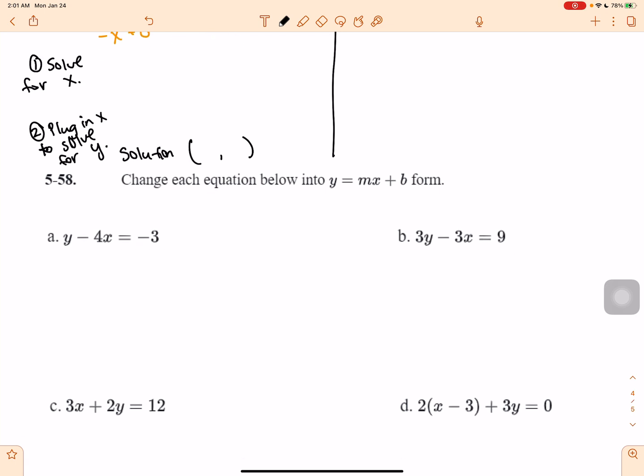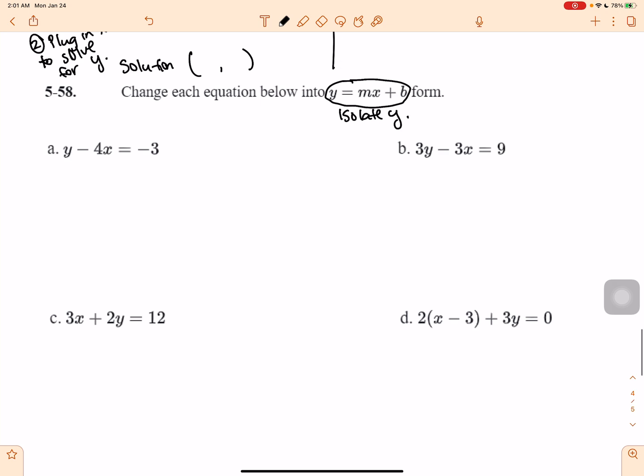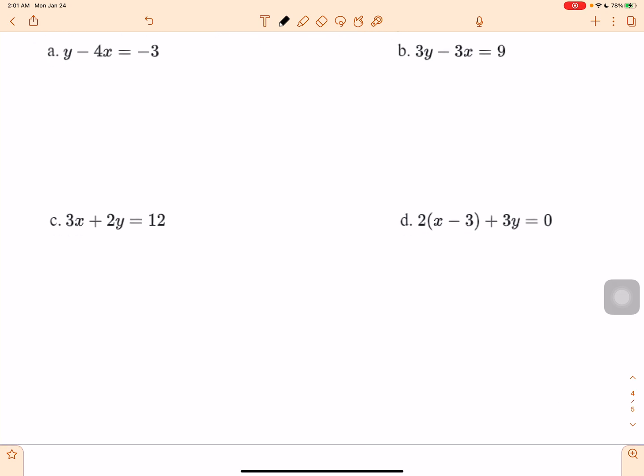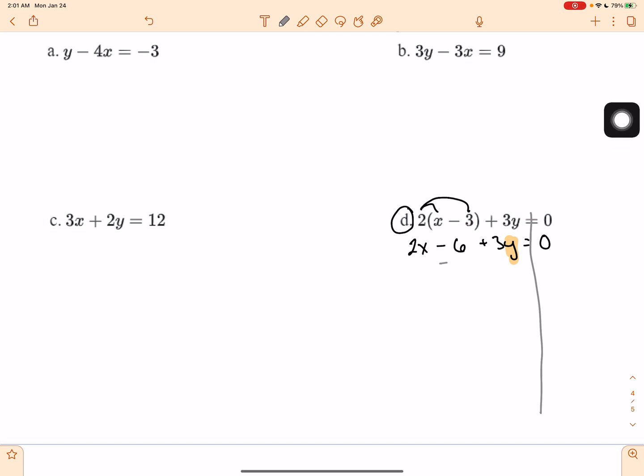And now these you just need to get them into y equals mx plus b form. So that's just saying to isolate y. So I will do D for you. That's the hardest one. So the first thing I would do is distribute the 2. So then we end up with 2x minus 6 plus 3y equals 0. Now I notice that my y is right here. So I want to just leave that where it's at and move everything else away from that y. So my first thing I'm going to do is move this constant over. So now I'm left with 2x plus 3y equals 6.